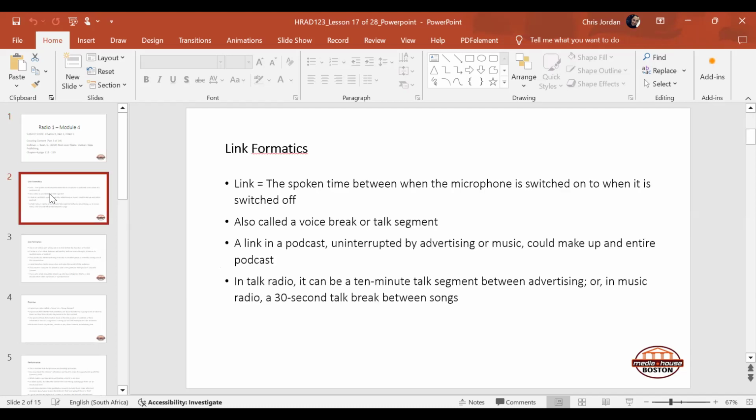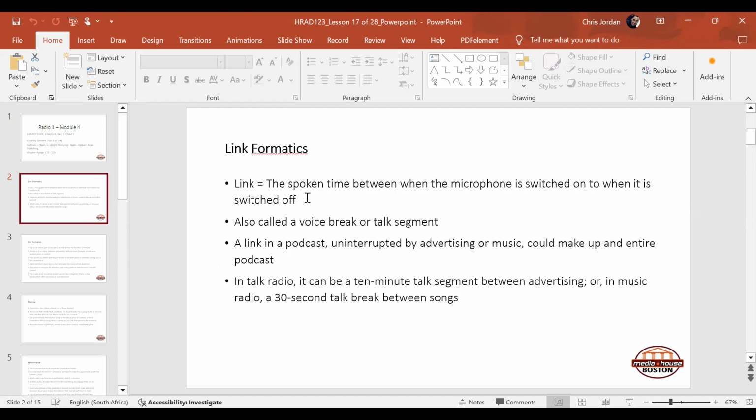Right. Okay, so just to chat a little bit about link formatics. So, what is a link? A link is the spoken time between when the microphone is switched on, so between songs, and elements that are not on air, I mean, you're not speaking, right? Switched on to when it is actually switched off, right?